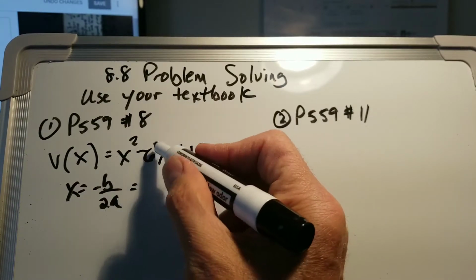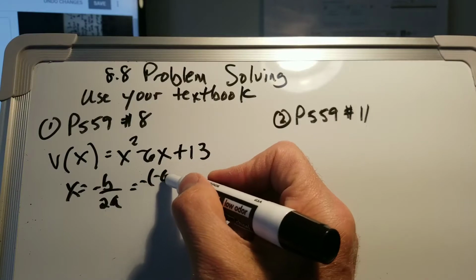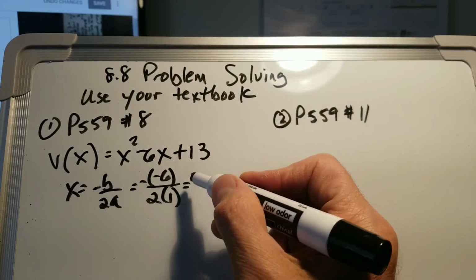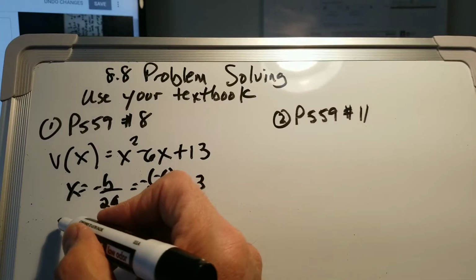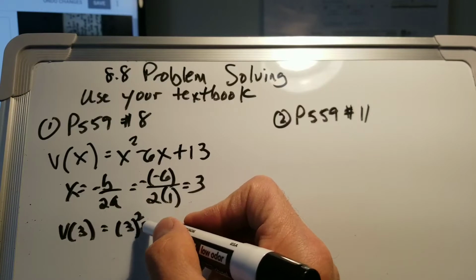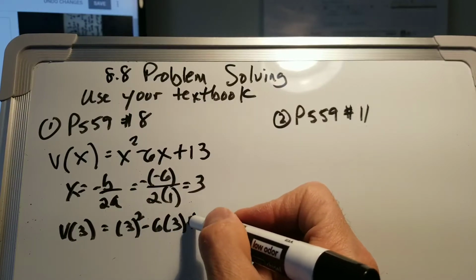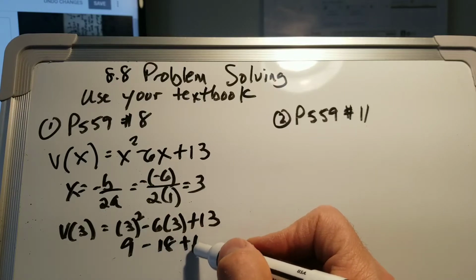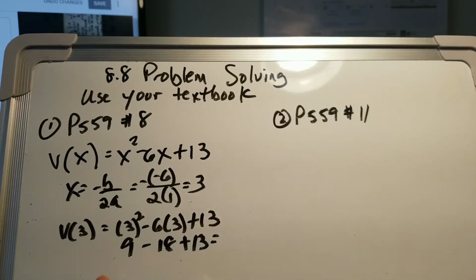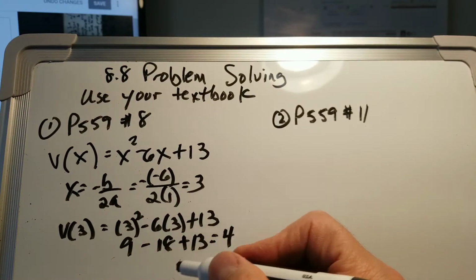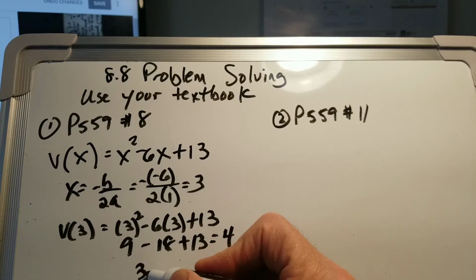And b is negative 6. So we have minus negative 6 over 2 times a, which is 1. And we get 3. Plug in 3. That's 3 squared minus 6 times 3 plus 13. So that's 9 minus 18 plus 13. 9 minus 18 is negative 9. And that's 4. So our vertex is 3, 4.